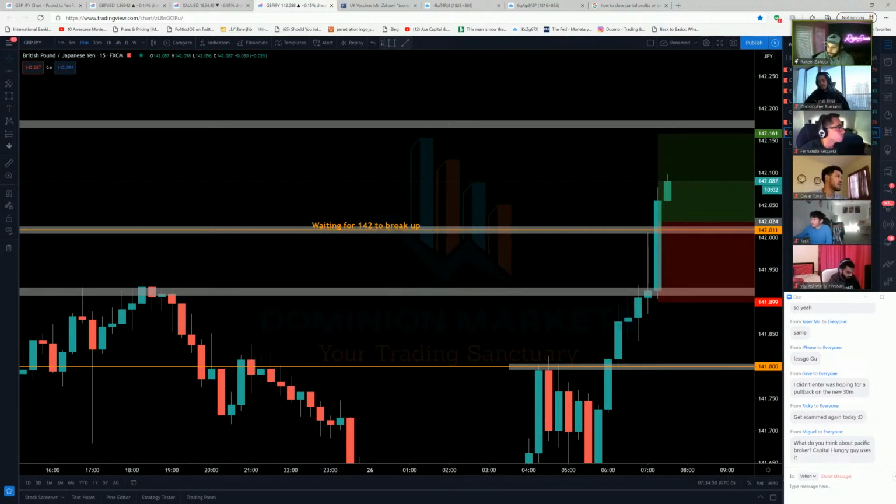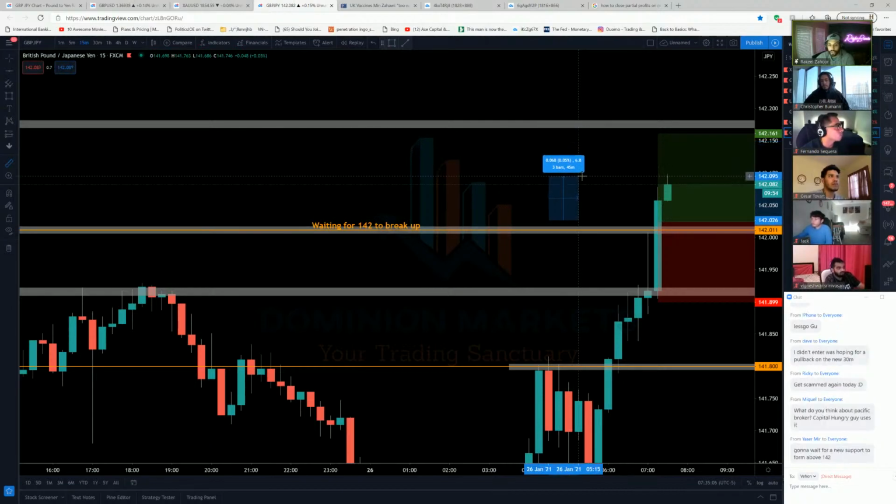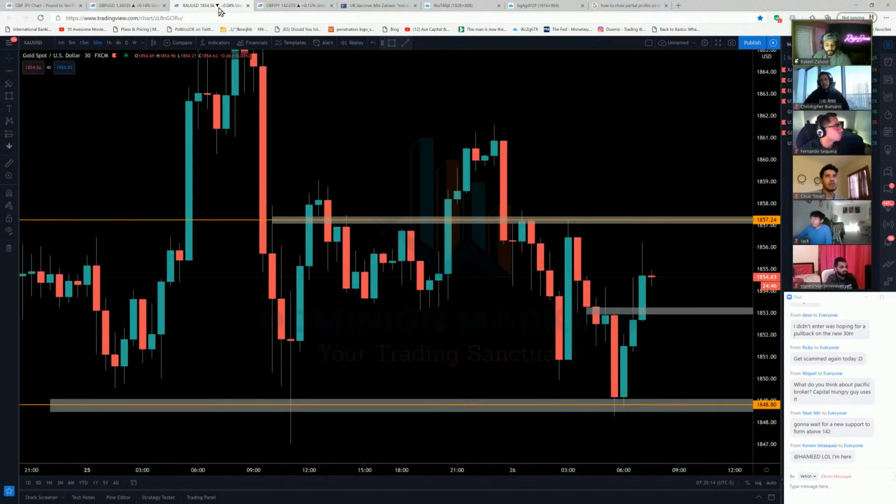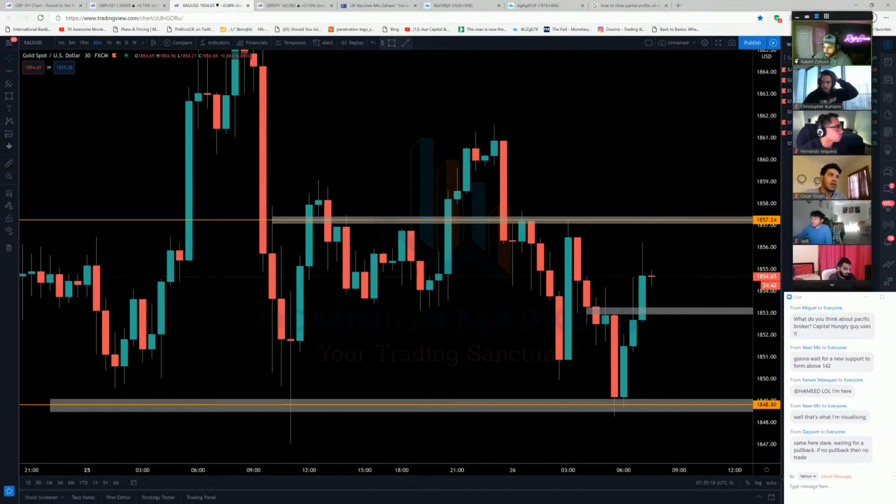So let's see how this plays out. Still going to get around 142, 150, 142, 140. So see what happens. Right now I'm up about 6.5 pips. So it's a waiting game at this point. We just have to wait for the 15-minute candle to close.